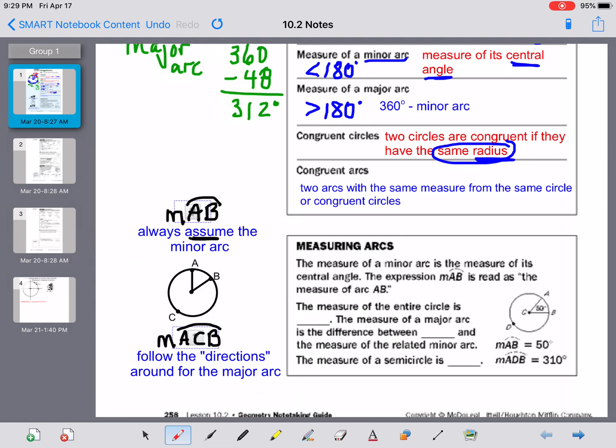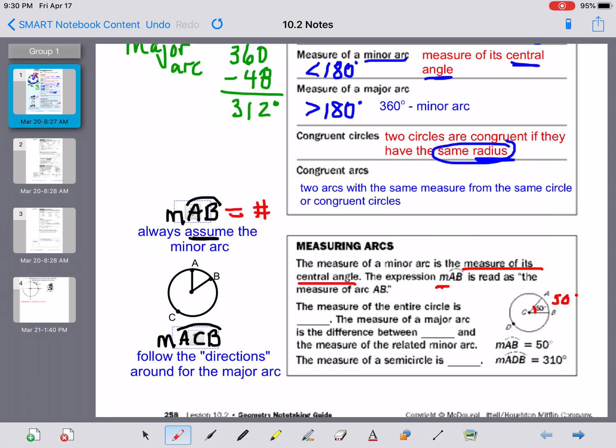The measure of a minor arc is the measure of its central angle, and I did say that up above when we did the definition. So you'll notice here I have a central angle of 50, so this arc over here is 50. The expression m AB is read as the measure of arc AB. The m says we're going to make it equal to something, and it's going to be some kind of number.